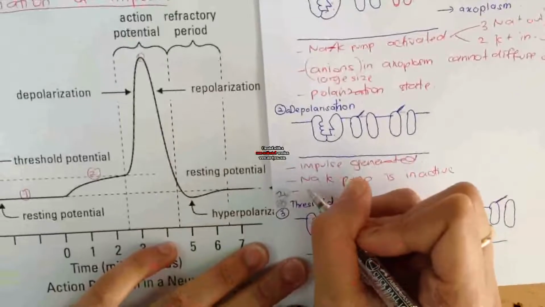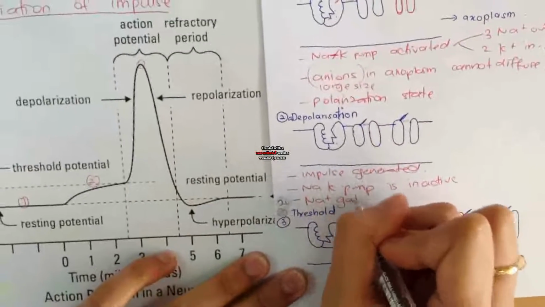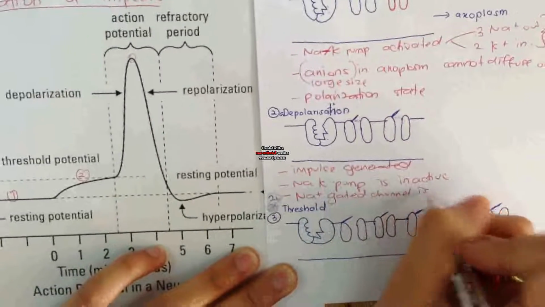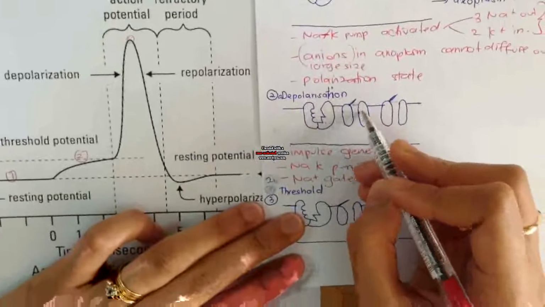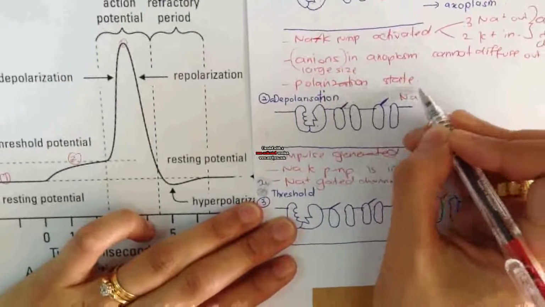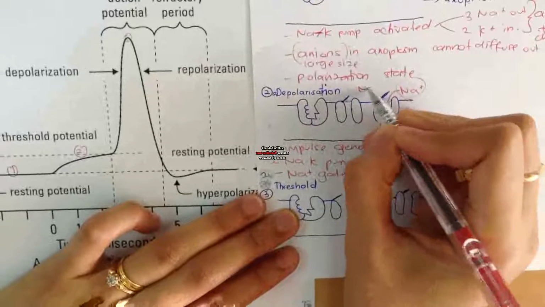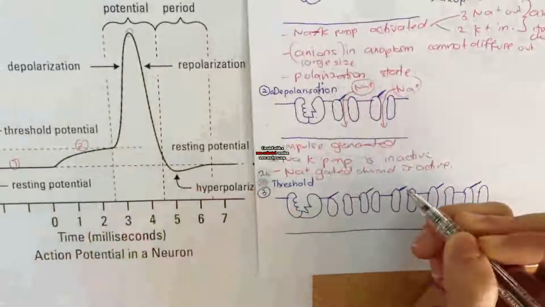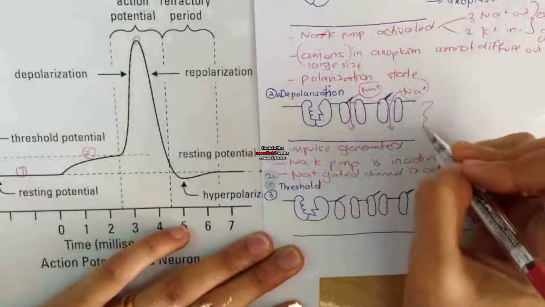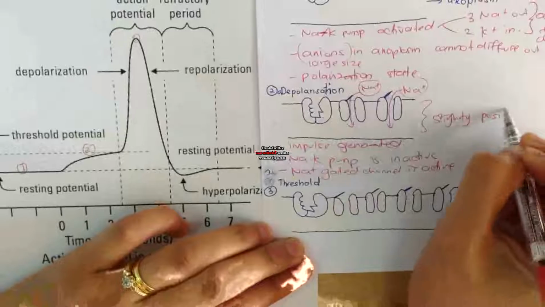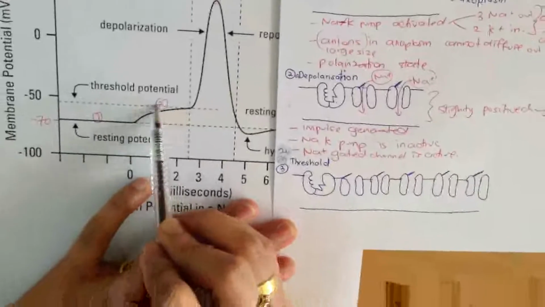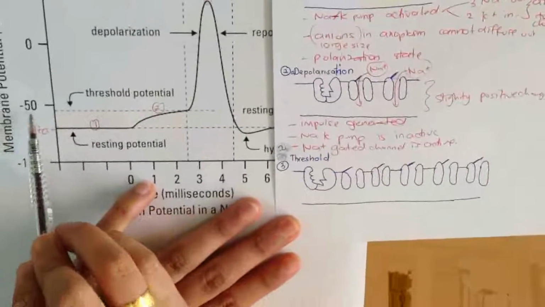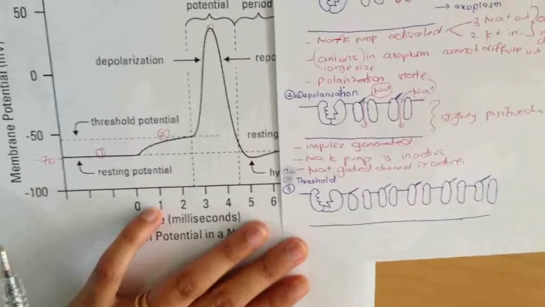Now in the depolarization state, the Na plus gated channel is active. So now this channel is open. When the gate is open, it will allow Na plus from the outside to come inside, so Na plus will diffuse inside the exoplasm, making the exoplasm slightly positive. That's why the graph slightly increases in positivity, until it reaches the threshold level, which is around negative 55.